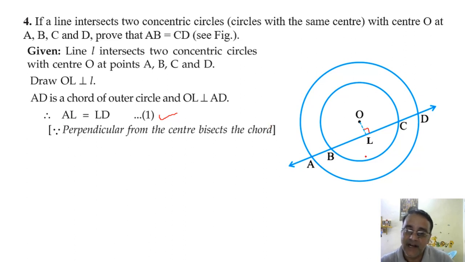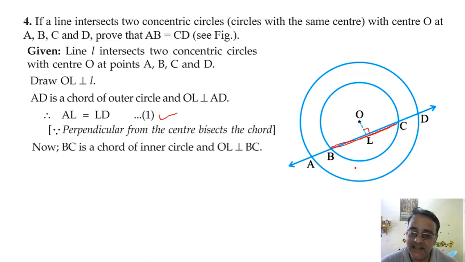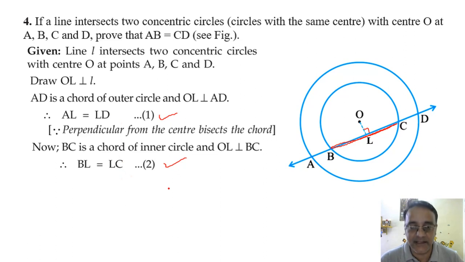Yes, sir. Okay, now look carefully, BC is a chord of the inner circle, right? BC is the chord of the inner circle, and OL is perpendicular to BC. Figure is clear? Yes, sir. So we can write BL is equal to CL. Let it be equation number 2. If both equations are clear, we will move further.